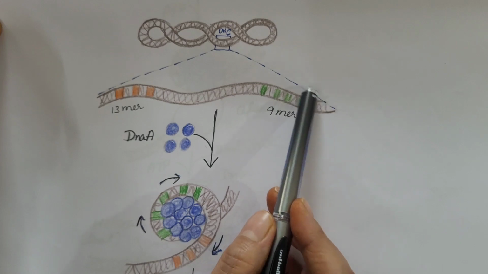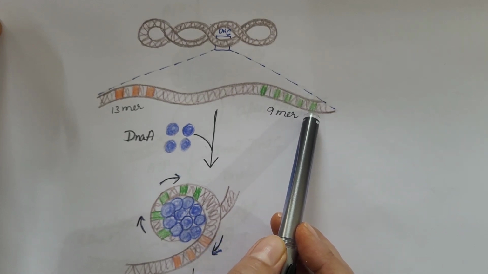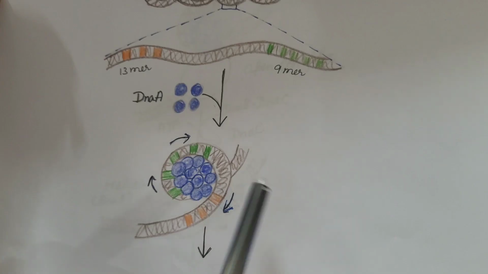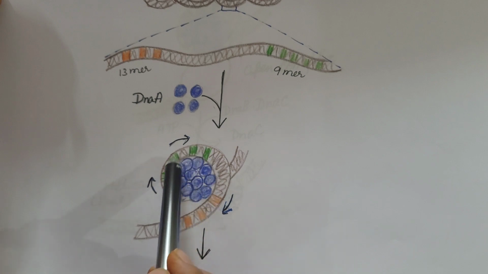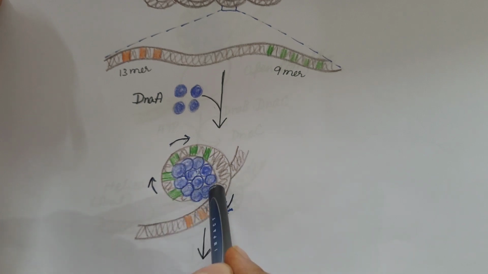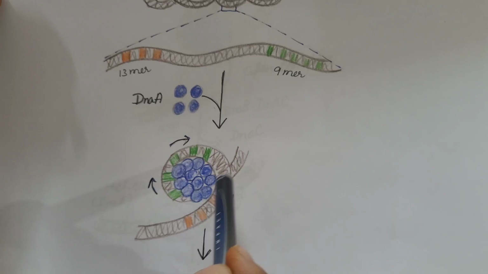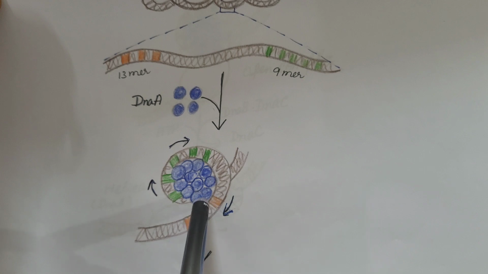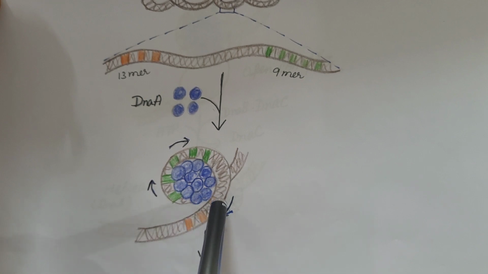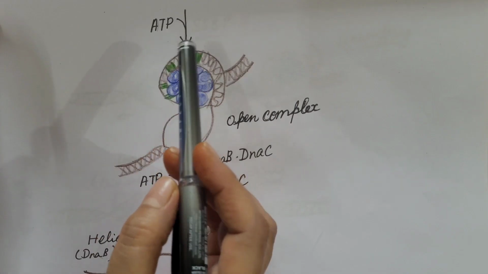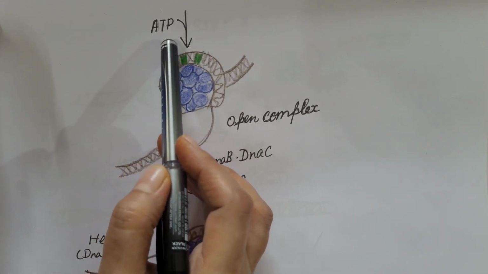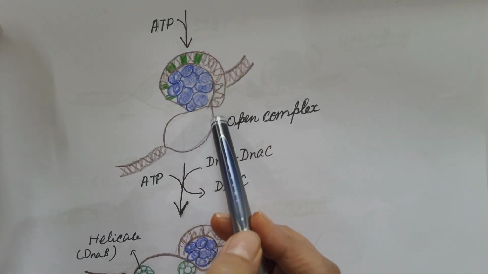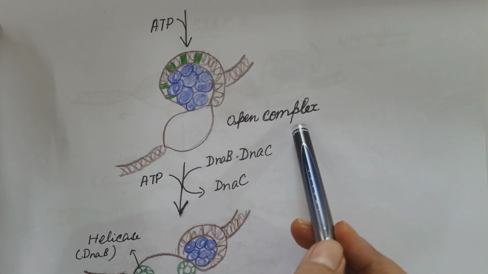This consists of 5 copies of the 9-mer region, which is the site for the binding of the DnaA protein, that is the initiator protein. So this initiator protein binds with the 9-mer region. DNA wraps around this initiator protein, as a result of which stress develops. This results in the separation of the 2 strands of the DNA at the 13-mer region. For this, energy is required, which is used in the form of ATP. As the 2 strands separate at the 13-mer region, it is known as the open complex.